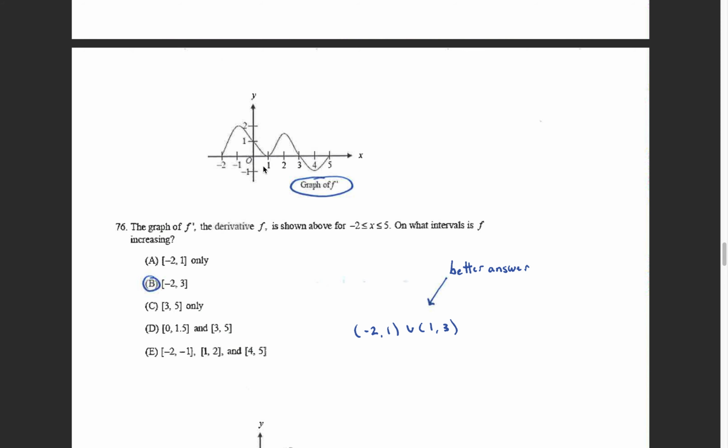The AP and some textbooks kind of skip over that. I like this answer much better, but clearly they want you to answer B. Remember, a function is increasing when you have a positive derivative.